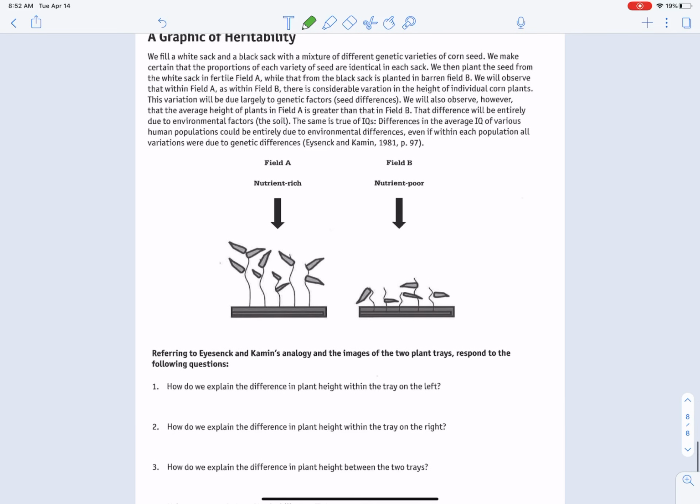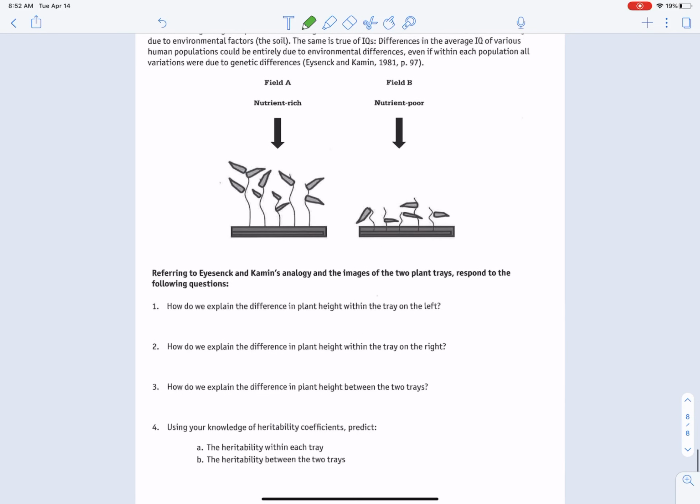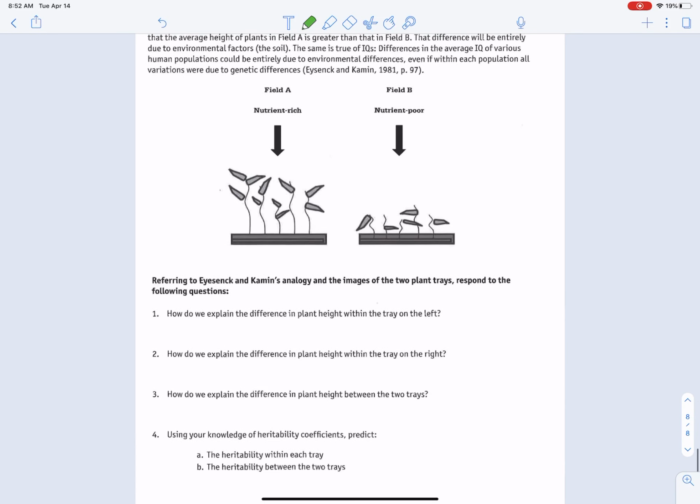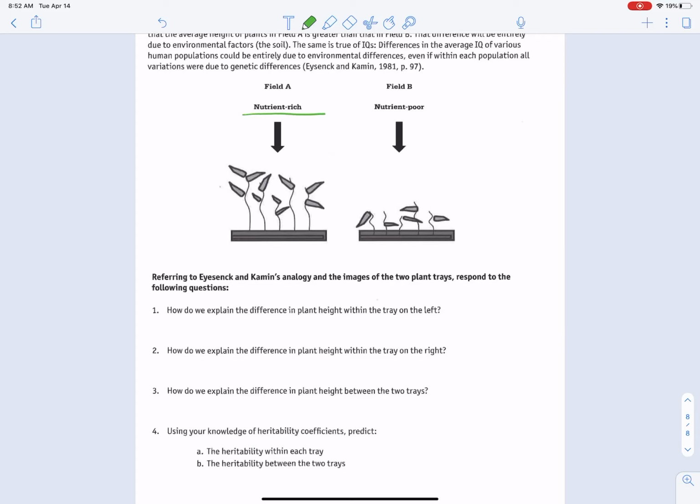So there's a little bit more we can get into real quickly with this type of topic of heritability. So heritability is really important. That's why I want to make sure that you're with me on this. Here we see two trays. These plants were raised in nutrient-rich soil. These plants were raised in nutrient-poor soil. So there's a difference in their environment, but the same set of seeds were tossed into both trays.